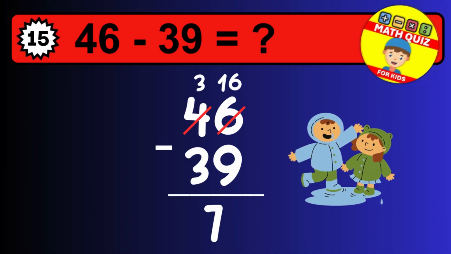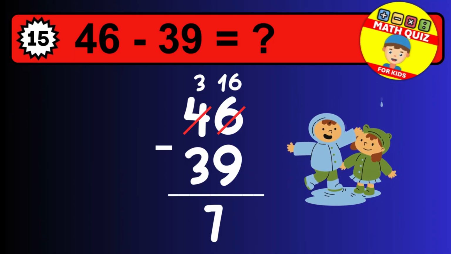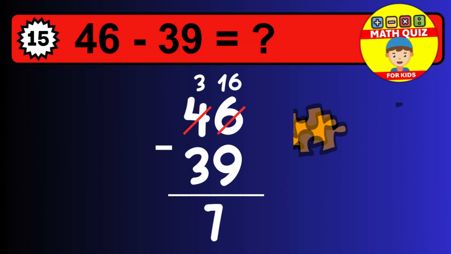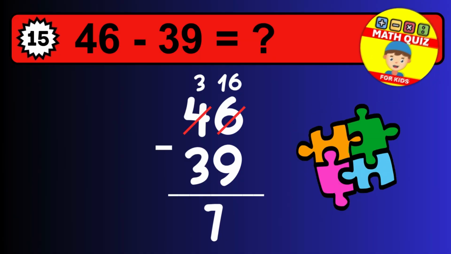Now we subtract. 16 minus 9 is 7. Then we go to the tens. 3 minus 3 is 0. The final answer is 7.